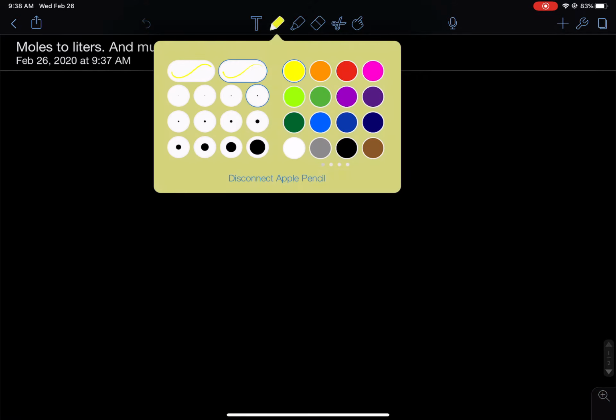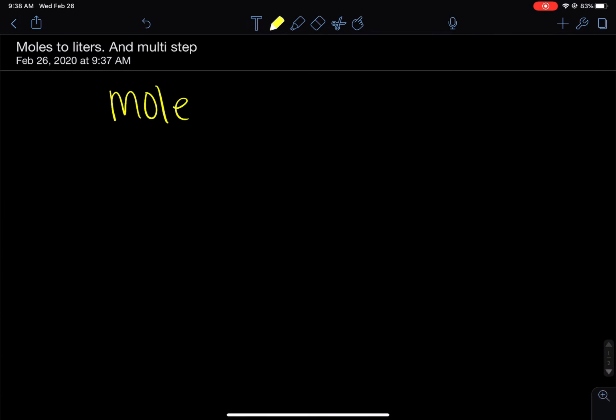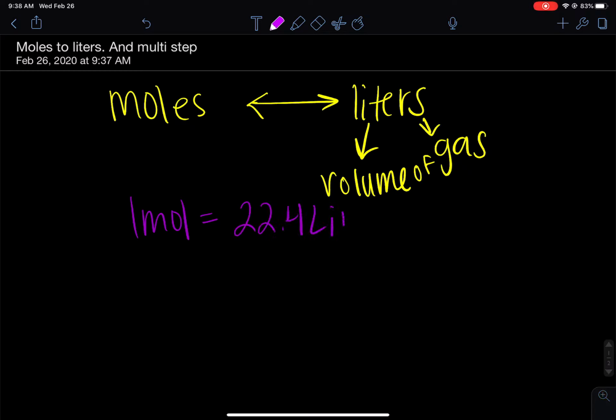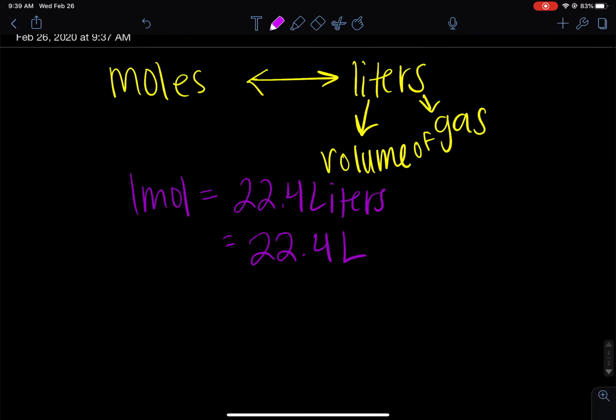Okay, so the next thing that we're going to do, our next conversion factor, is going to be moles to liters or back and forth. So remember that this has to be a gas, okay? And liters is a measurement of volume. So we're measuring volume of gas. So the conversion for this is always going to be 1 mole is equal to 22.4 liters, or 22.4 L.